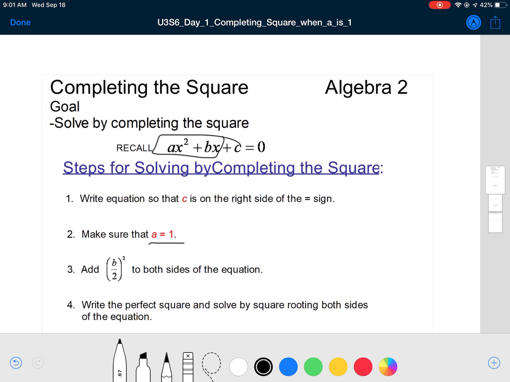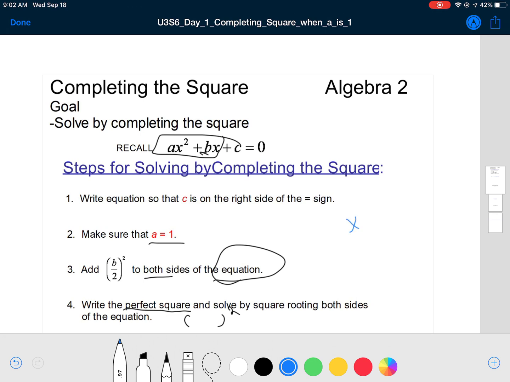And what we're looking for is to add a number on both sides of the equation. So b over 2 squared, where b is the number in front of x, divided by 2 and squared. Add that to both sides. The reason why it's both sides is that whenever you have an equation, you need to make sure it's balanced. Then write the equation as a perfect square. And here's an example of something that's a perfect square. Then take the square root of both sides and it becomes a problem to solve by taking the square root.